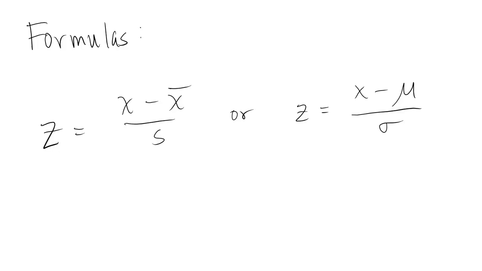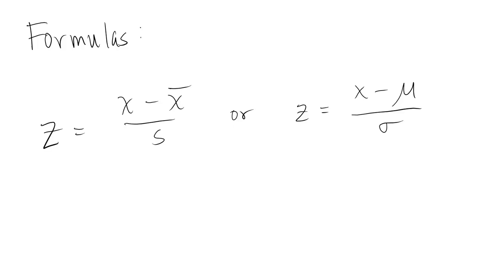That converts it to standard deviations. Or, if you're working with population data, it's x minus mu, the population mean, divided by sigma, the population standard deviation. This again converts this signed distance from the mean to a number of standard deviations.